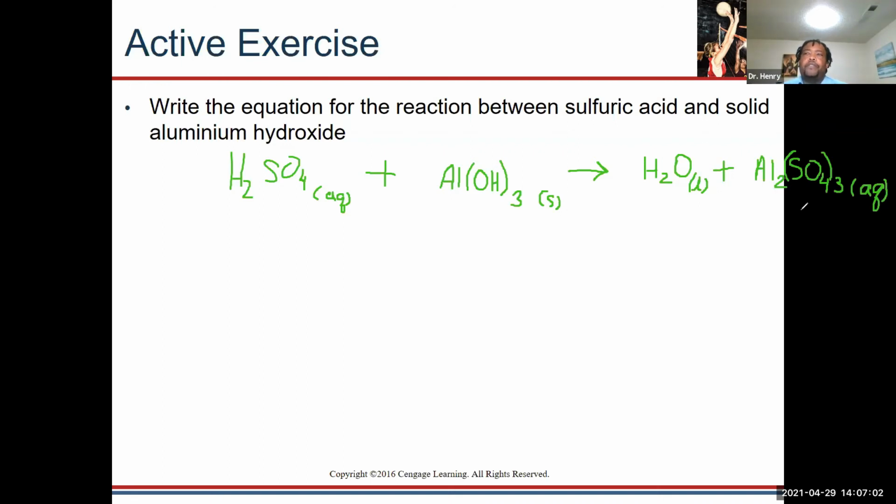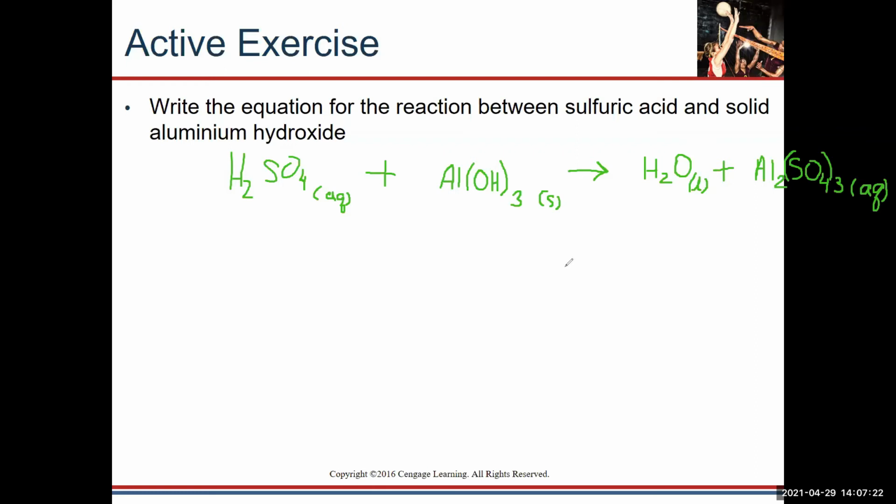Okay, it's going to be aqueous unless they state that it's going to be a precipitate. So that's kind of a hint. And right now, you guys haven't talked about solubility. We're getting there. Okay, so is this balanced? No. Okay, what do I need to do to balance it?